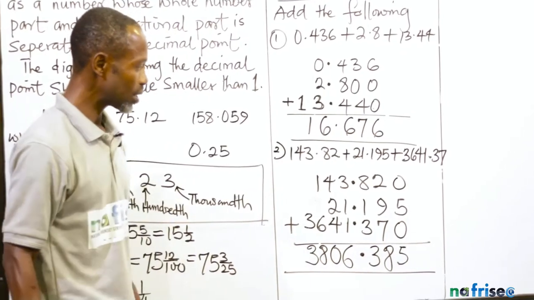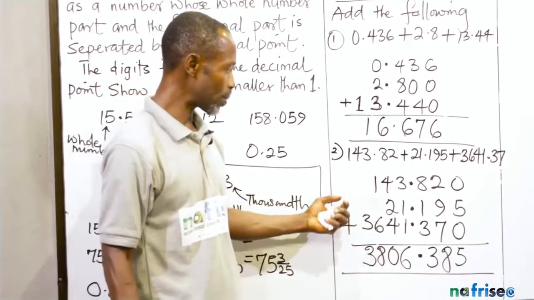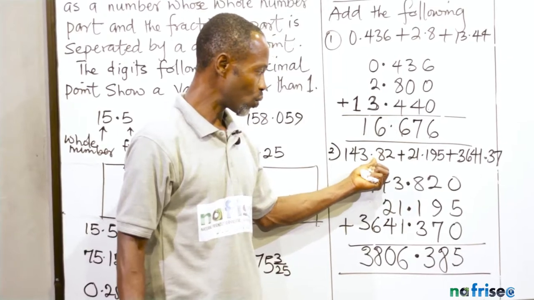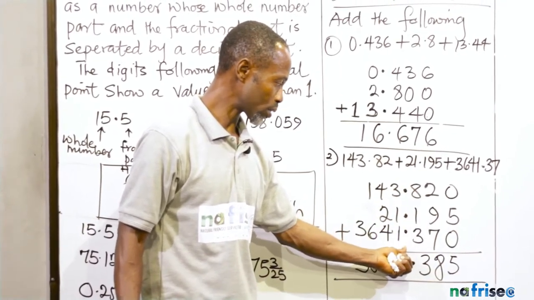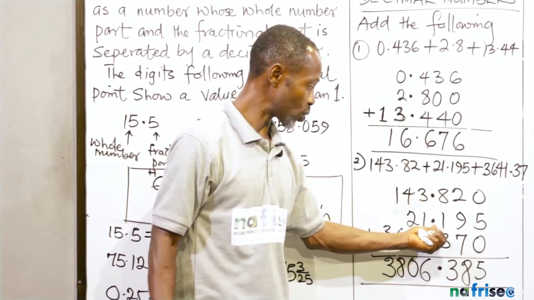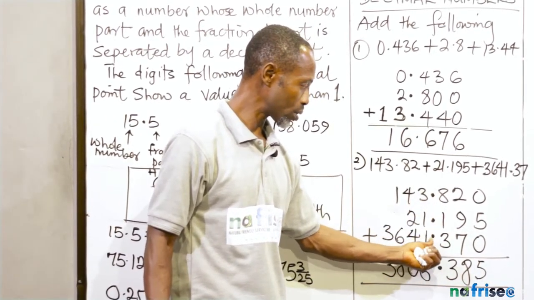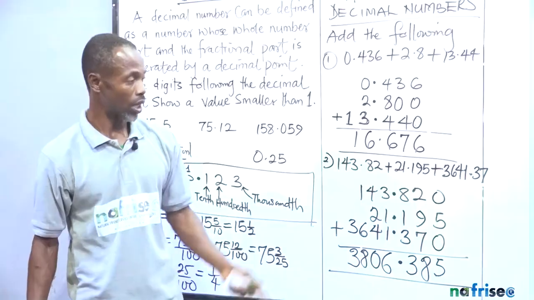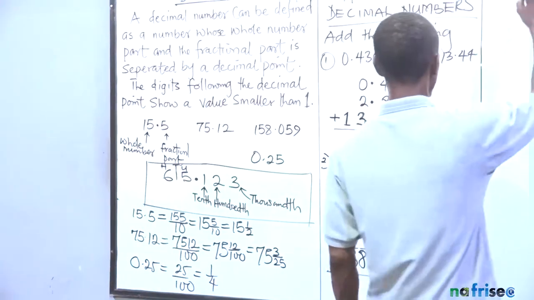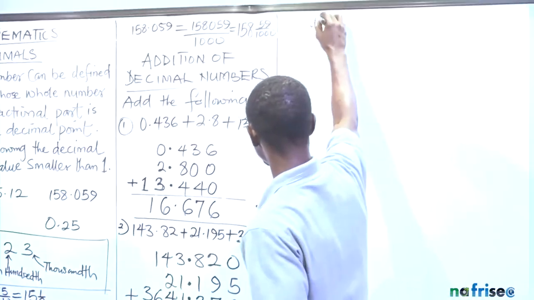So when you're adding decimals, please remember that the decimal point will be a pointer to where you can place all the numbers. It's the first thing you must look out for, the decimal points. They must be aligned in the same way when you're adding numbers. Okay, let's go to subtraction of decimal numbers.